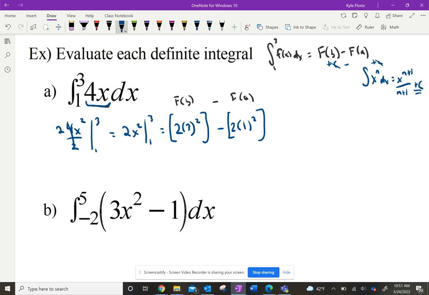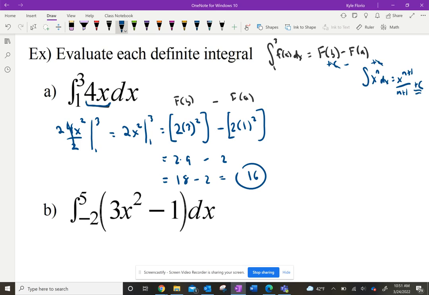Right? So instead of having to do the limit as n goes to infinity of the sum of f of ci times delta x, we can just evaluate this, which is going to be 2 times 3 squared, which is 9, minus 2 times 1 squared, which is 2. So it's going to be 18 minus 2, which is 16. Okay? And that's it.